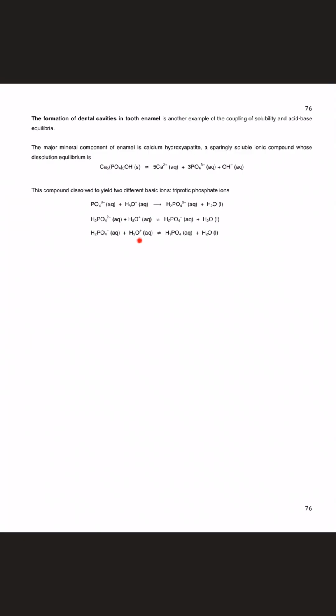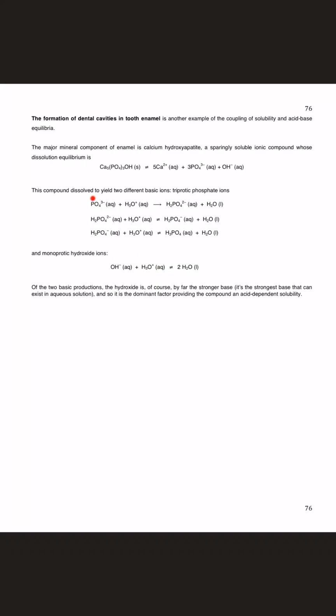Another example of coupled equilibria is the formation of dental cavities in tooth enamel. The major mineral component of enamel is calcium hydroxyapatite, which is this species right here, that can very slightly dissolve in water to dissociate into calcium ion, phosphate ion, and hydroxide ions. In acidic solution that contains a greater concentration of hydronium ions, the phosphate ion can accept a proton 3 successive times. And the hydroxide ion from the solubility of the enamel can also react with the hydronium ions in acidic solution to form water.